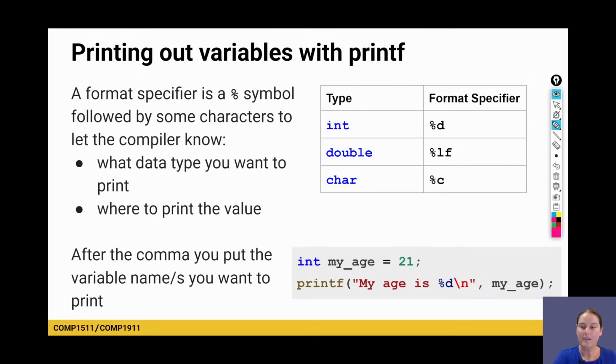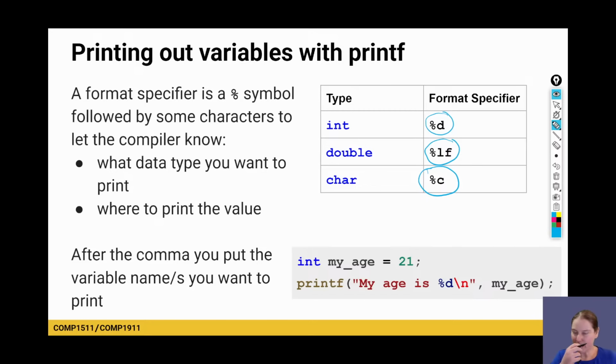If you're trying to print an int, you use %d. If you're trying to print something out as a double, you use %lf. If you're trying to print something out as a character, you use %c. That seems kind of confusing to people at first because it looks like %d would be for double, right? No, %d is for integer, %lf is for double. You'll get used to it.